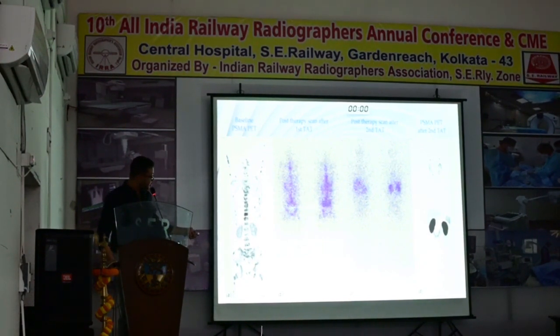So these are the two post-therapy scans after the first and second cycle of alpha PSMA therapy, and this is after the second cycle of alpha PSMA therapy, where you can see all this has resolved, and there is a complete resolution after the third cycle.